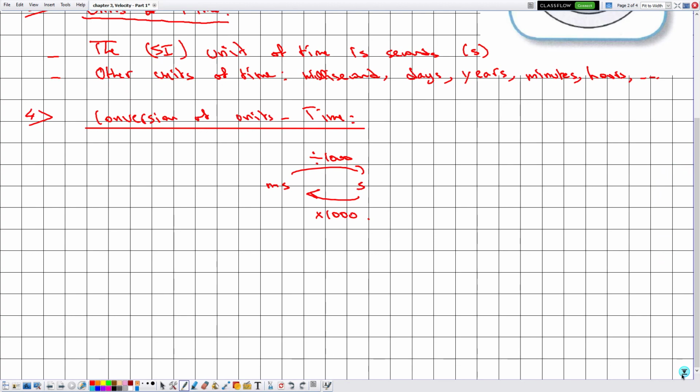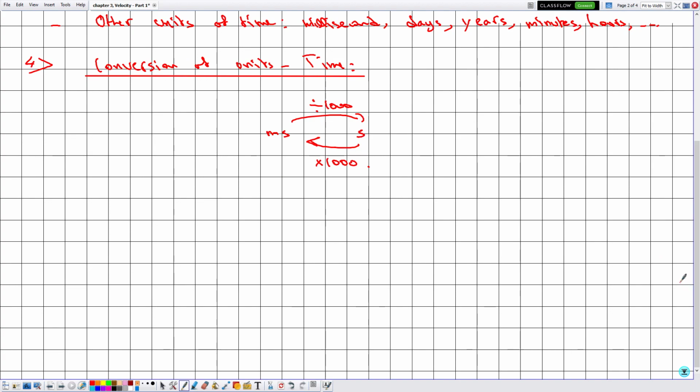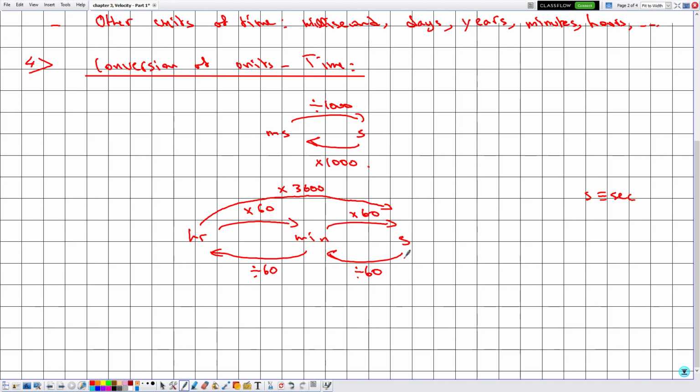Now another important conversion for units of time is the relation between hour, minutes and seconds. So let me write here that we have hour going down to minute, then to seconds. Knowing that each hour contains 60 minutes and each minute contains 60 seconds, then each hour contains 3600 seconds. Now from seconds to minutes we divide by 60, from minutes to hour we divide by 60, from seconds to hour we simply divide by 3600.